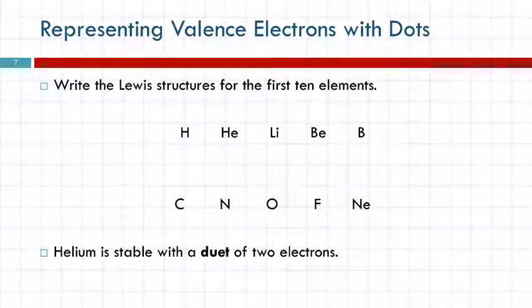So we're going to write Lewis structures for the first 10 elements. Thankfully, this goes a lot faster than writing electron configurations. So how many valence electrons does hydrogen have? Just 1. So then the Lewis structure for hydrogen is just 1 dot. How many does helium have? 2 dots.